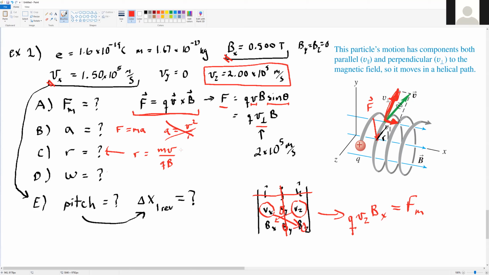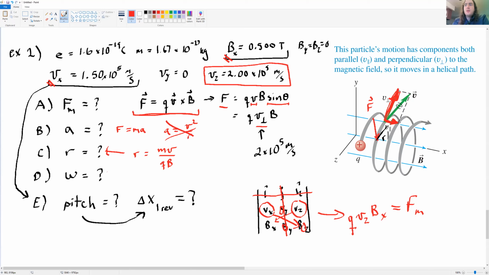Yeah. But the speed that the charged particle goes around the circle will always be 2 times 10 to the 5th meters per second. So the y and z components will change, but if you do vy squared plus vz squared and then take a square root, that will always give you 2 times 10 to the 5th. Yeah, that's the magnitude.